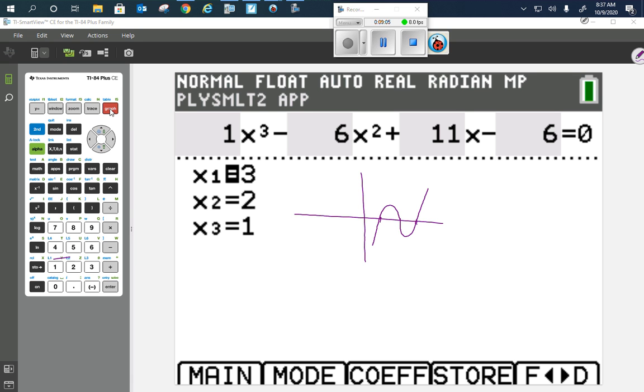Do cubics go on forever? Yep, so you need some arrows, right? Remember, your calculator is not going to always show you those details. And it's crossing at 1, 2, and 3. Okay, so what you're finding were those zeros.